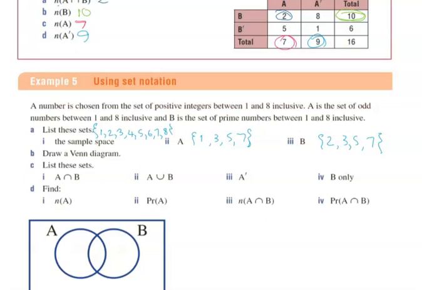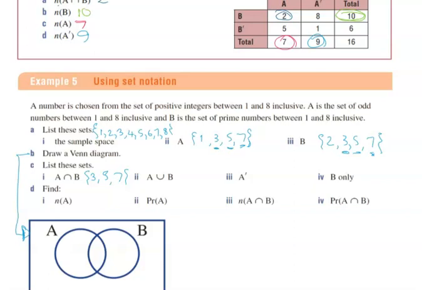Part B, draw a Venn diagram. Okay, so we've got a Venn diagram here. We're going to label that as our third step. So we're going to do part C first. List these sets, A and B. What falls in A and B? The number 3 falls in A and B, the number 5 and the number 7. So 3 is in both of them, 5 is in both of them, and 7 is in both of them.